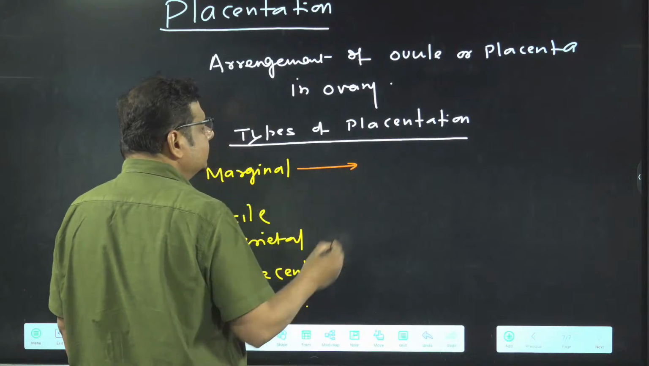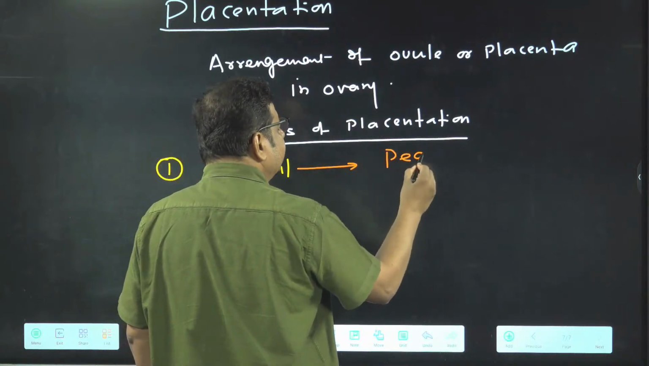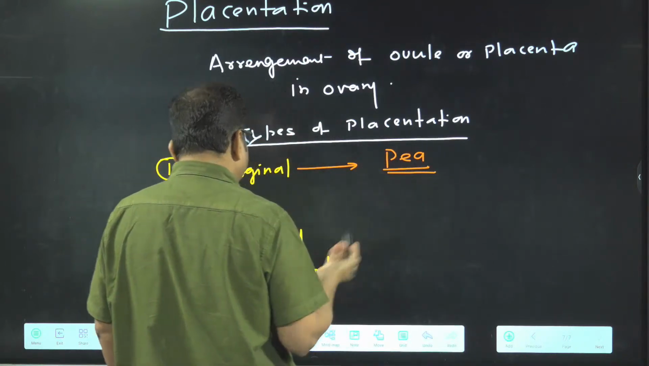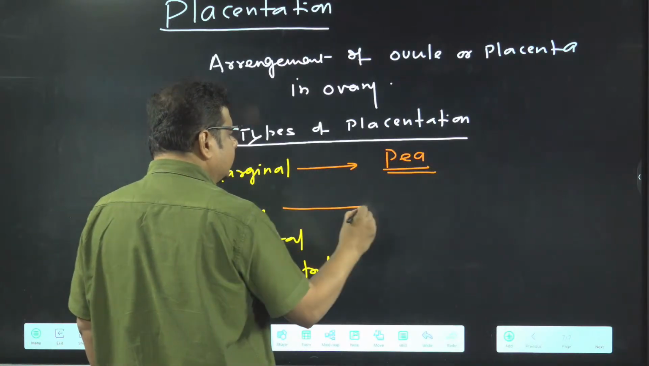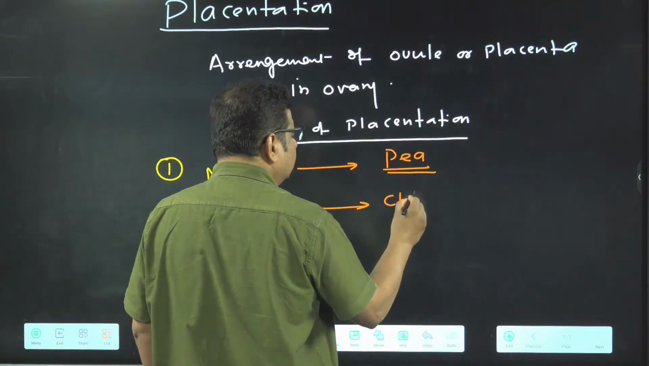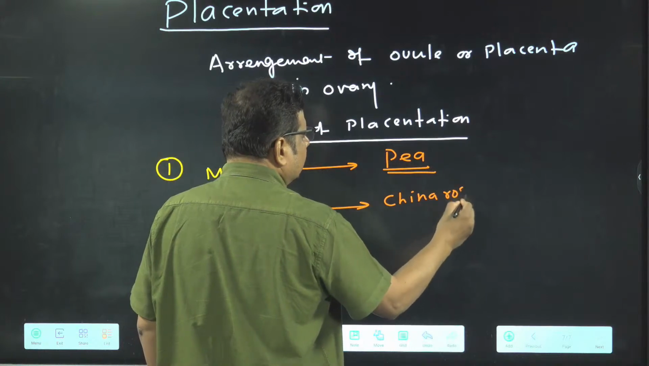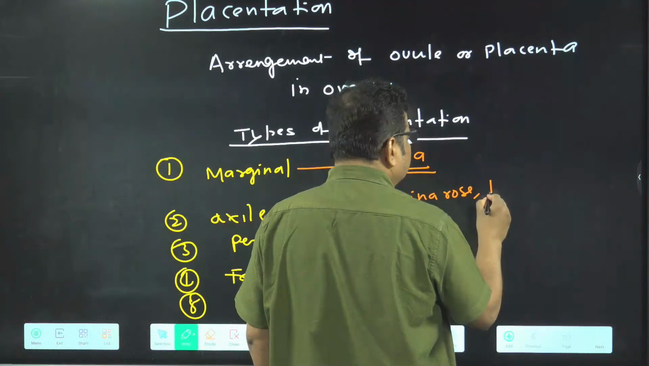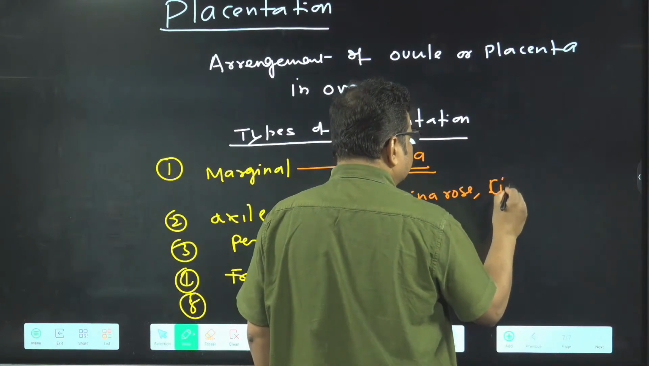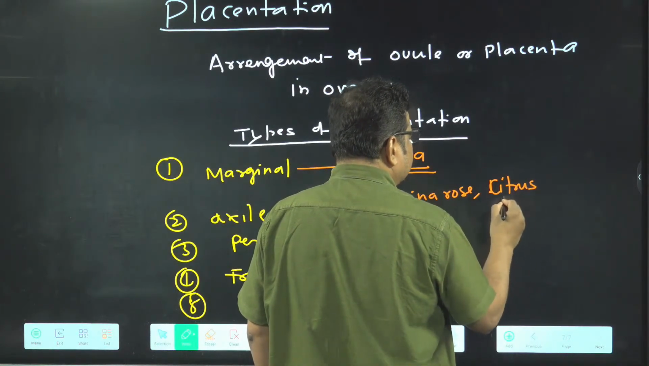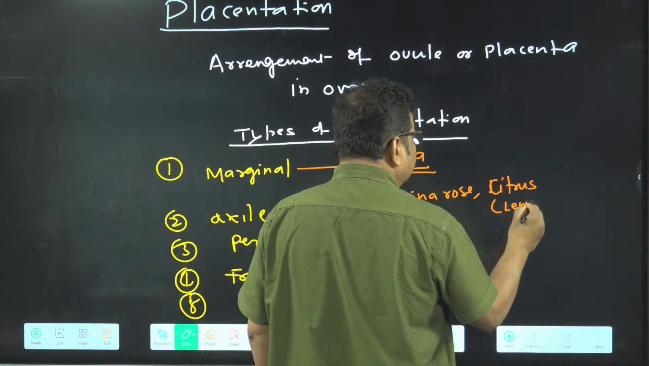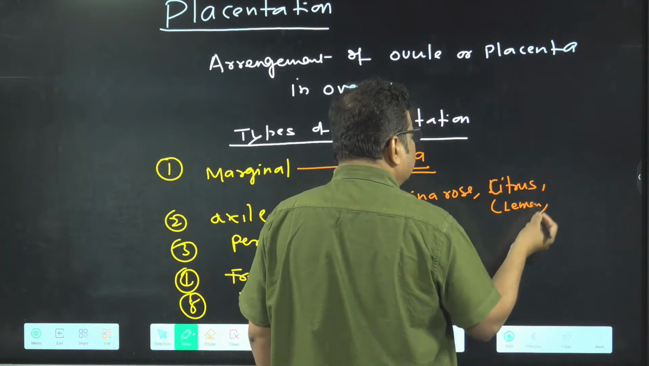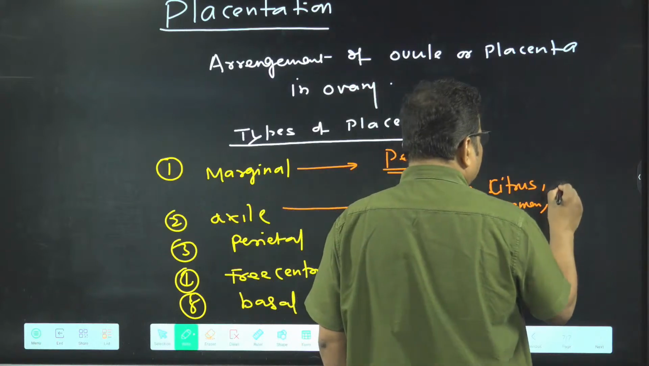So marginal example is which one? Pea. Pea belongs to marginal placentation. Axial example is which one? China rose. Another example of axial is which one? Lemon or citrus. Citrus. Characteristic example is what? Lemon. And another example is which one? Tomato.